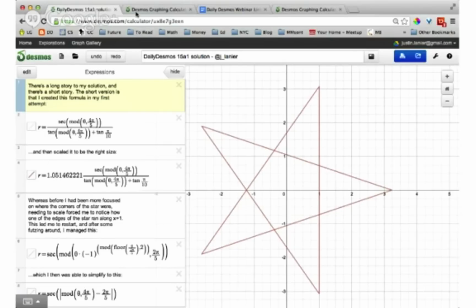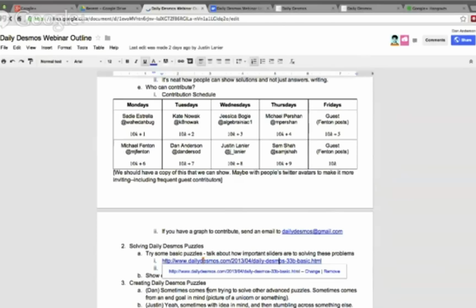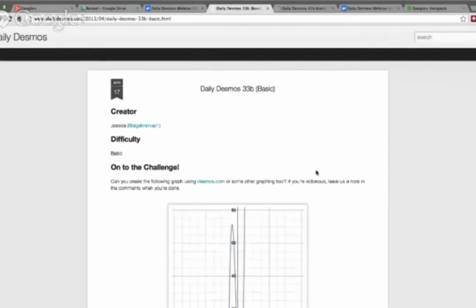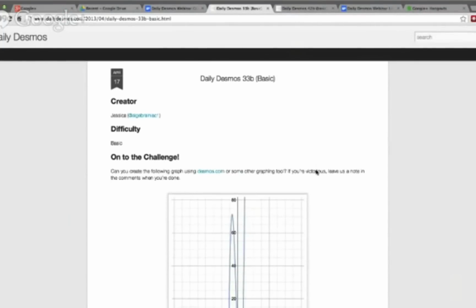All right, let's try solving one of these, Dan. If you're following along at home, you can try to find 33b and then 42b, the two ones that we're looking at right now. So let's look at 33b. This one's by Jessica.